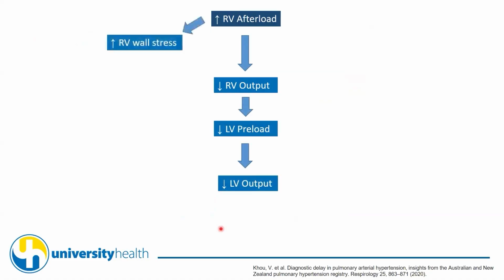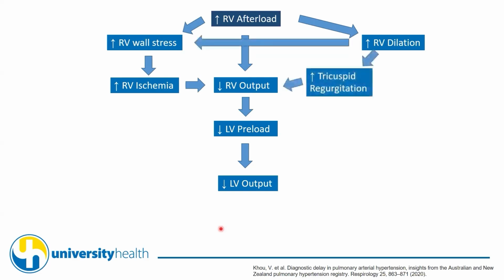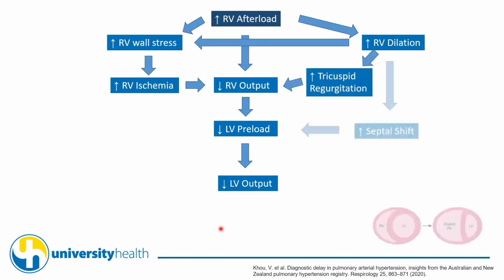The afterload also causes an increase in the wall stress, which causes RV ischemia, which contributes to the decreased RV output. The increased afterload also causes an increase in RV dilation, as you guys saw in the echocardiogram that we just showed. That also contributes to the wall stress, and that contributes to tricuspid regurgitation as well, which all decrease RV output. The RV dilation also causes the septum to move.